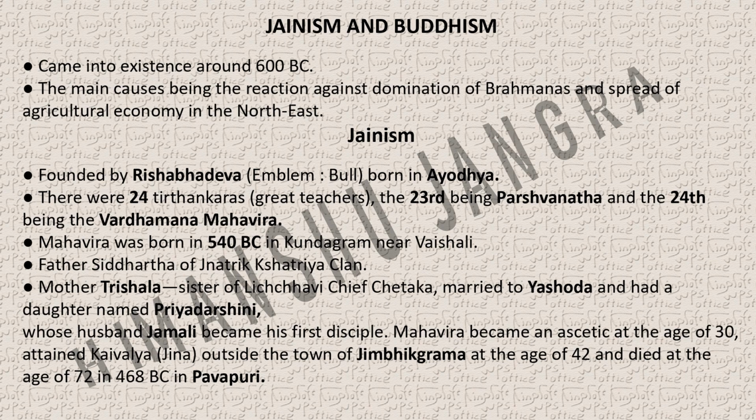Mahavira was born in 540 BC in Kundagram near Vaishali. Father Siddhartha of the Jnatrika Kshatriya clan. Mother Trishala, sister of Lichchhavi chief Chetaka. He was married to Yashoda and had a daughter named Priyadarshini, whose husband Jamali became his first disciple. Mahavira became an ascetic at the age of 30, attained Kaivalya, Jina, outside the town of Jrimbhika Grama at the age of 42 and died at the age of 72 in 468 BC in Pavapuri.